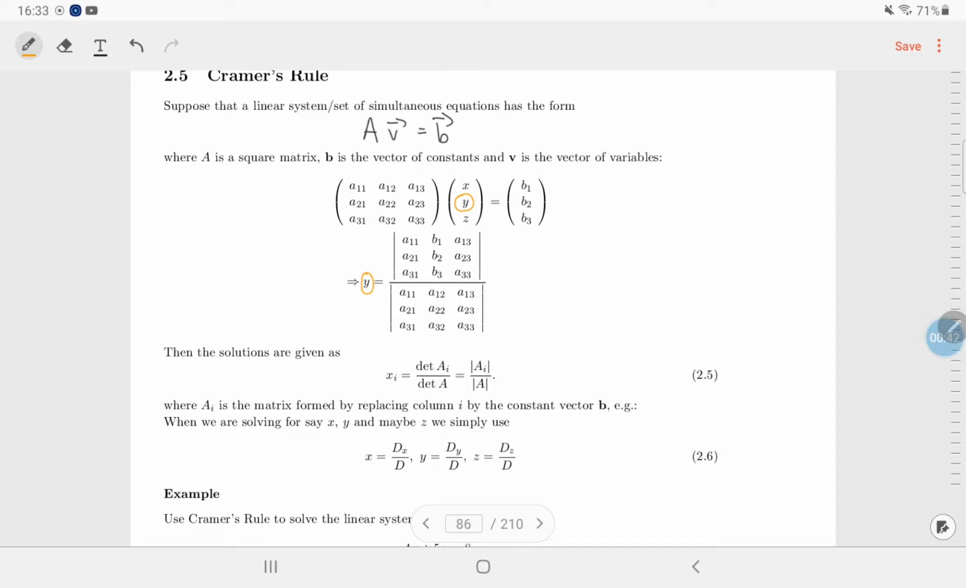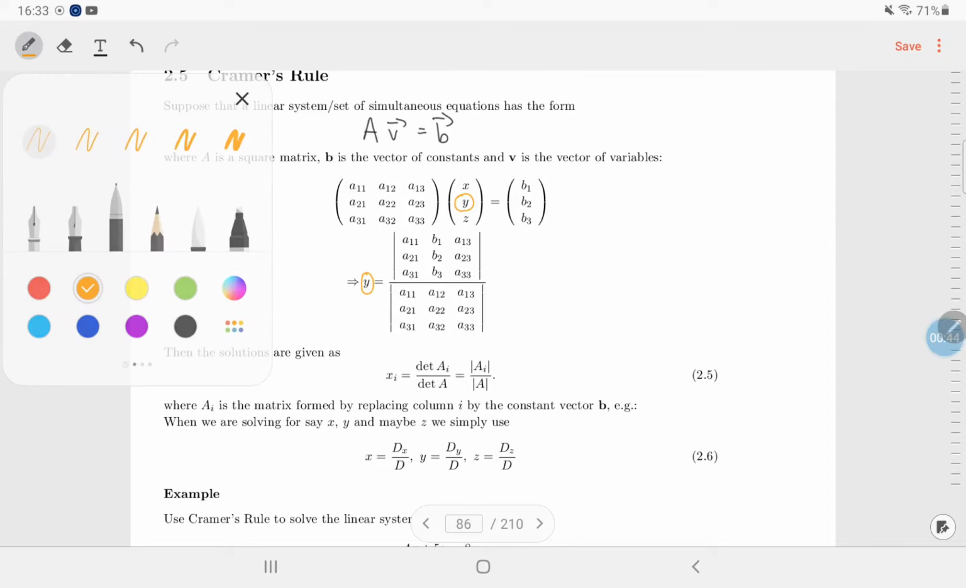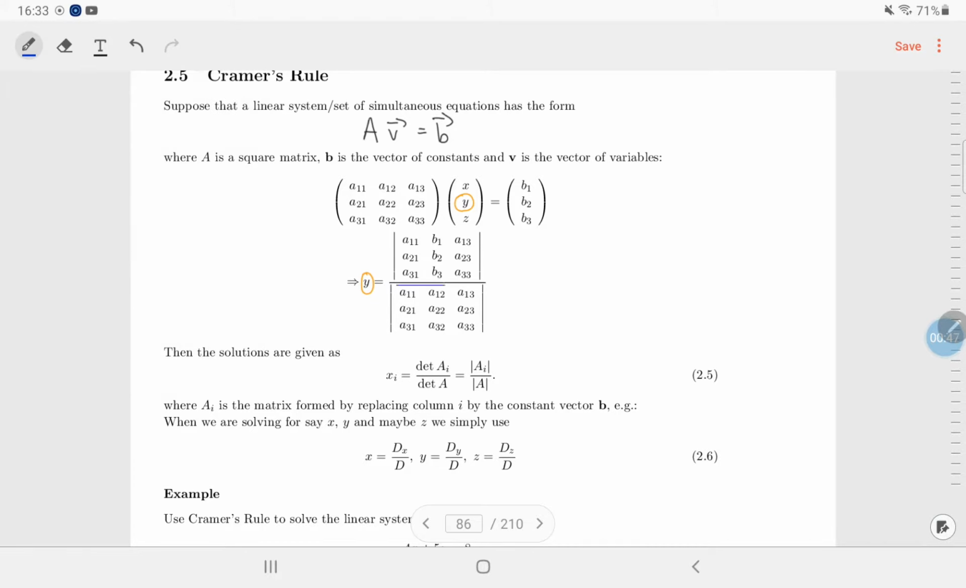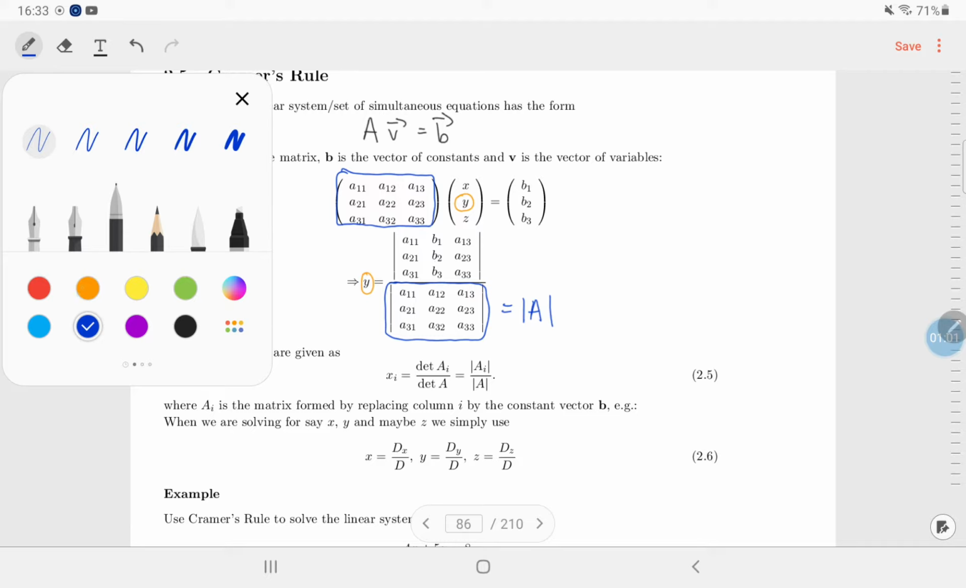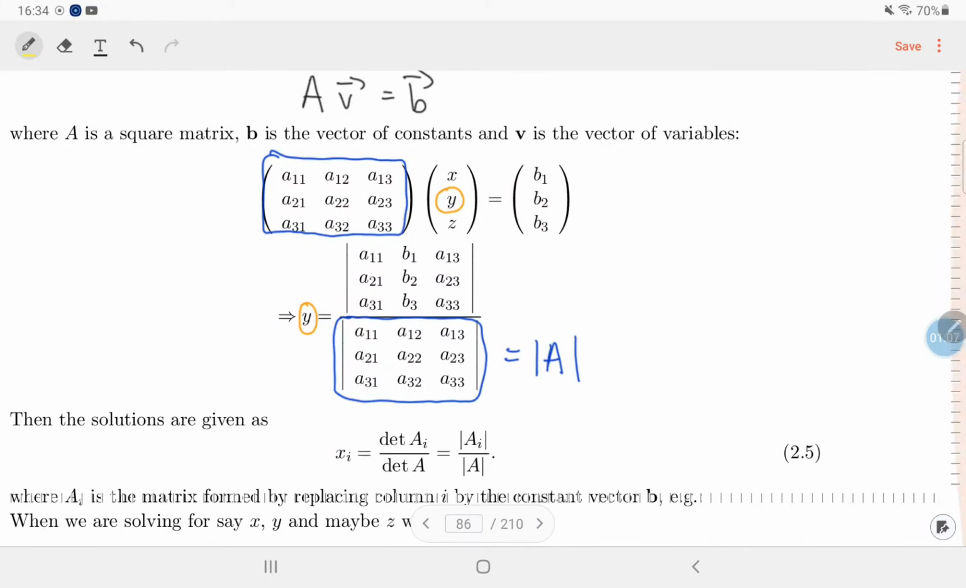It's given as a ratio of two determinants, one determinant divided by another. The bottom determinant is just the determinant of A, the determinant of the coefficient matrix. This bottom bit is the determinant of A. And what's going on with the one above is that it's taking the constants and throwing them in there into the y column. Now you might say, how is that the y column? Maybe we'll see that a bit better in the examples, but this is definitely the y column.